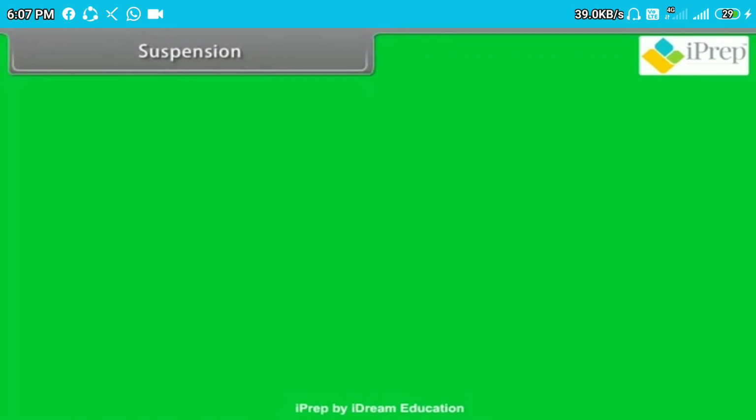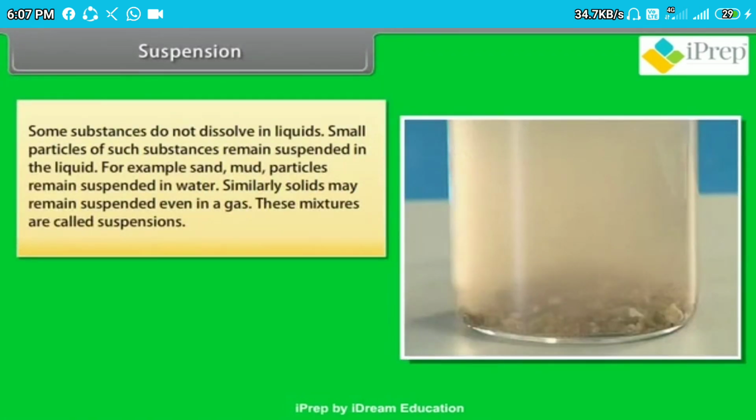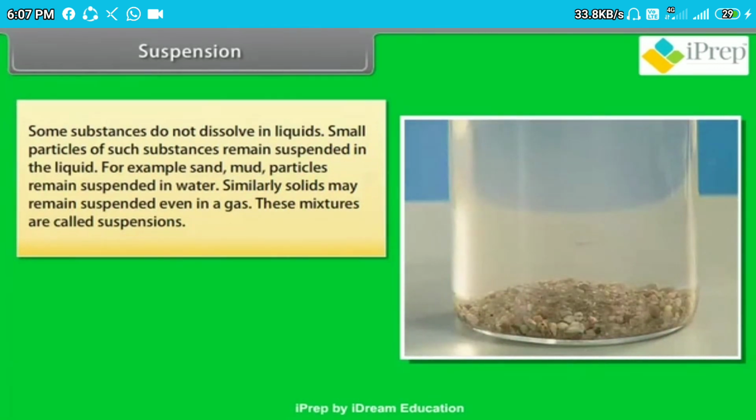Suspension. Some substances do not dissolve in liquids. Small particles of such substances remain suspended in the liquid. For example, sand, mud particles remain suspended in water. Similarly, solids may remain suspended even in gas. These mixtures are called suspensions.